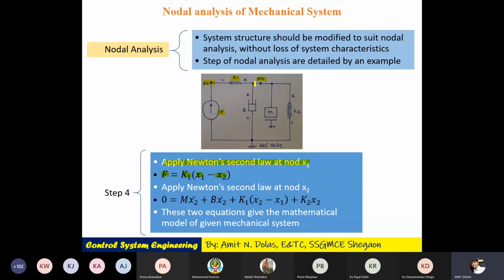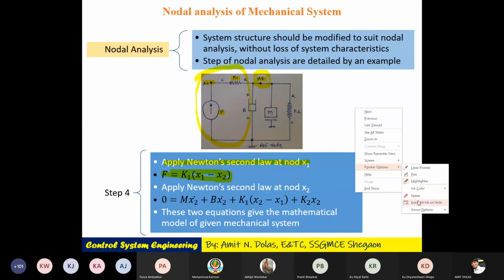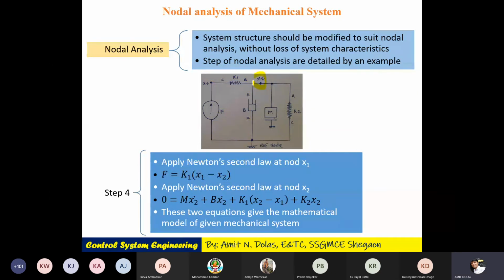That's it. उसके बाद जो नोड है सभी x2 को कनेक्ट है. So here in this loop we can say I have only one element, that is spring K1, and I have force F and the effect of two displacements x1 and x2 on K1. So one equation is written. Another, I'll write equation at x2. Let's see what are the connected components. x2 को damper connected है, mass connected है, and spring K2 connected है.